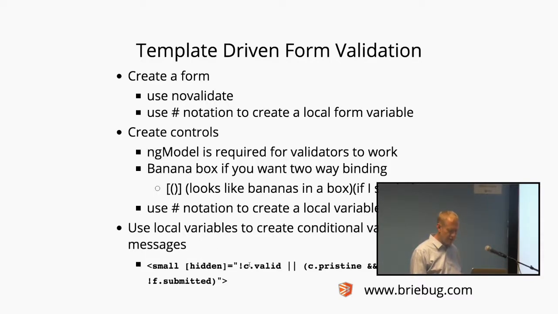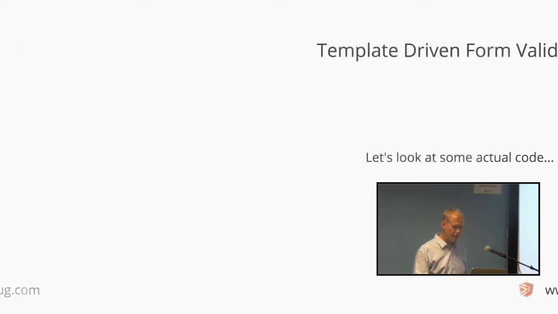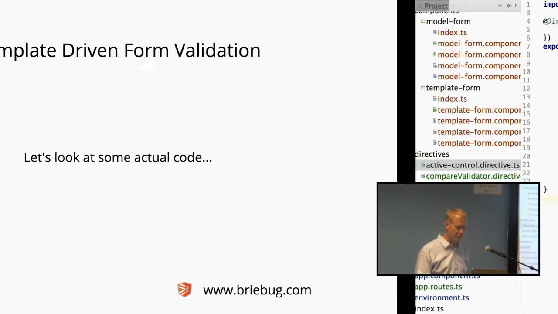So in this case here, assuming I had one called C for control, again, this is just kind of abbreviated. If I had an input control that was pound C equals my model, then I could do C dot, I'd show this, or actually hide this if C is not valid, or if C is pristine and we haven't submitted the form. So I'm using my variables. We'll actually look at a much more solid example of this. It's just a very light deal here. So great, let's actually look at some code.